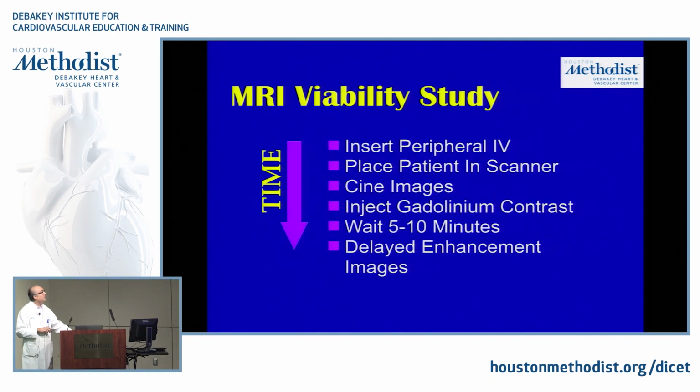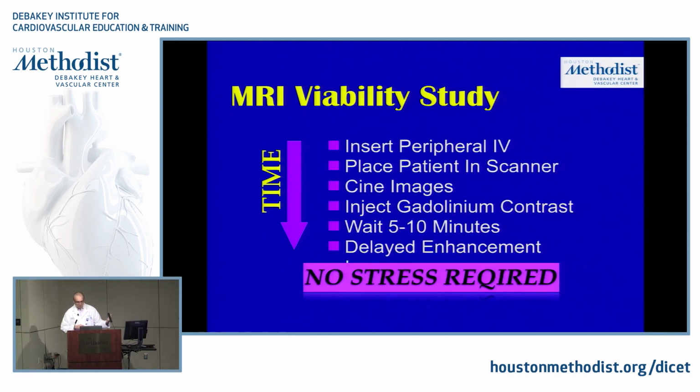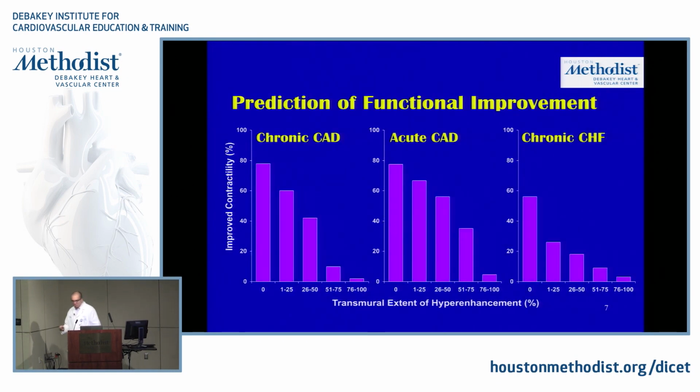The way this technique is done, we insert a peripheral IV, the patient goes into the scanner, we acquire a full set of cine images, then give gadolinium contrast, wait about 5 or 10 minutes, and then do our delayed enhancement MRI images. What's unique about viability or scar assessment by CMR is that there's no stress agent required to do this.